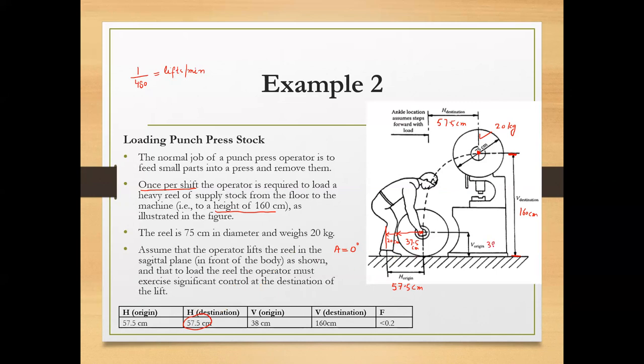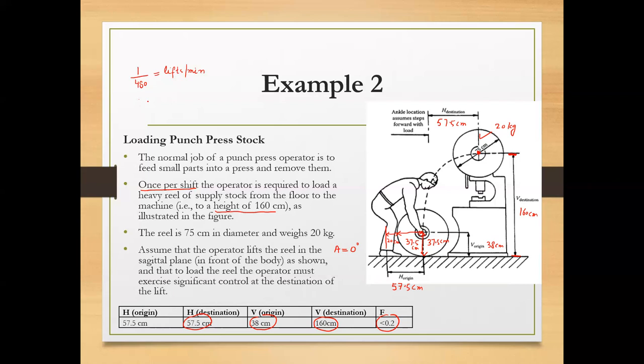V origin is 38 centimeters, which is almost equal to the radius of the reel, 37.5. And as we have seen, V at the destination is 160. So at origin, the distance from the floor to the center of the load from where it is being gripped is 38 centimeters, and at the destination, the distance from the floor to the center of the load is 160 centimeters. So these are the values we are given. And as I mentioned, the frequency is 1/480 lifts per minute. That is much smaller than 0.2, the smallest value given in the frequency table of the NIOSH lifting equation.